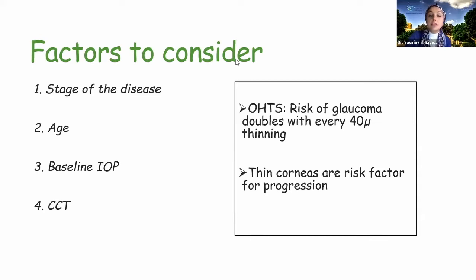Of course, corneal thickness: you're all aware that it tends to underestimate the pressure reading in thin corneas. But in addition to that, thin corneas are an independent risk factor for progression. So it's important to know that your patients are at a higher risk if they have a thinner cornea.